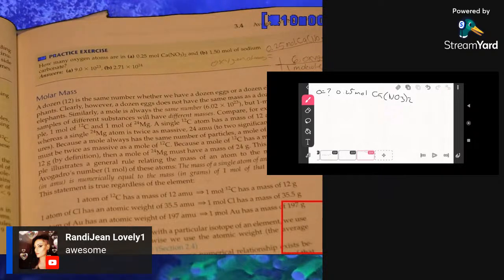First off, what we know is 0.25 moles of calcium nitrate. And remember, 1 mole, so this is going to cancel the moles right here. 1 mole is equal to 6.02 times 10 to the 23rd. Remember Avogadro's number. Molecules.